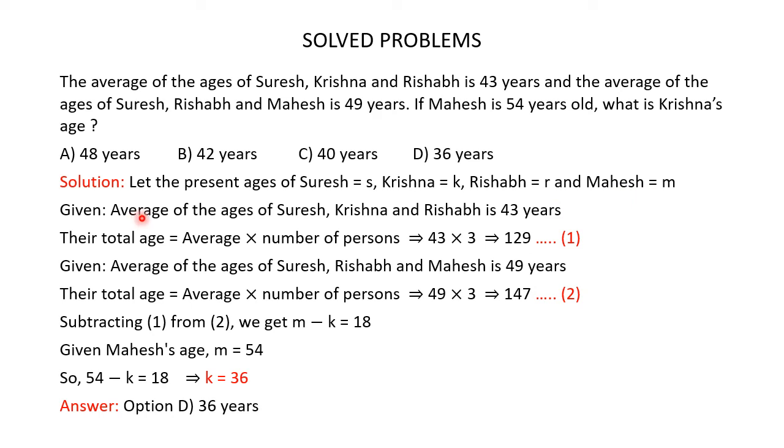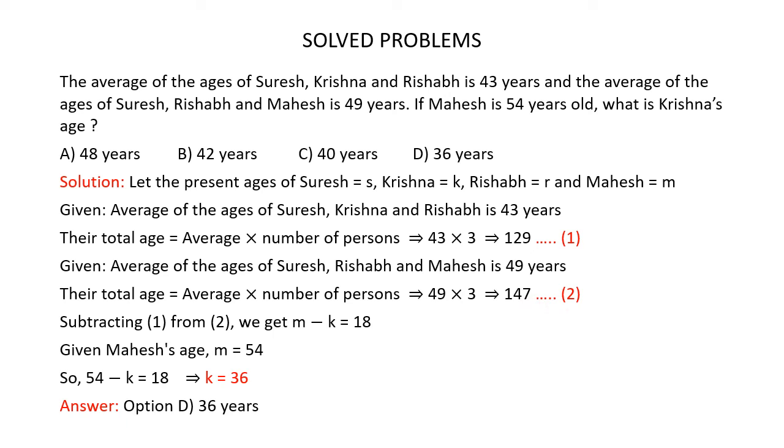It's given average of the ages of Suresh, Krishna and Rishabh is 43 years. So their total age is equal to average multiplied by number of persons. This is 43 multiplied by 3, which is 129. This is equation 1. It's given average of the ages of Suresh, Rishabh and Mahesh is 49 years. Their total age is equal to average multiplied by number of persons, which is 49 multiplied by 3, which is nothing but 147. This is equation 2.